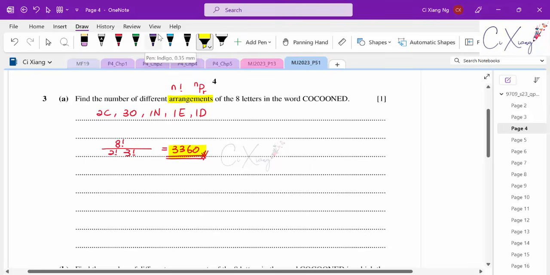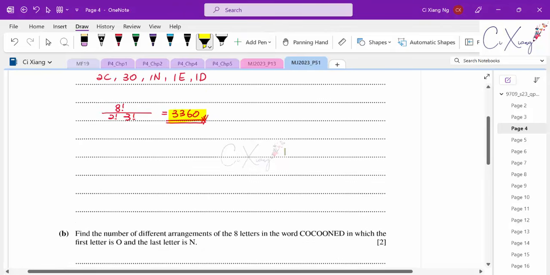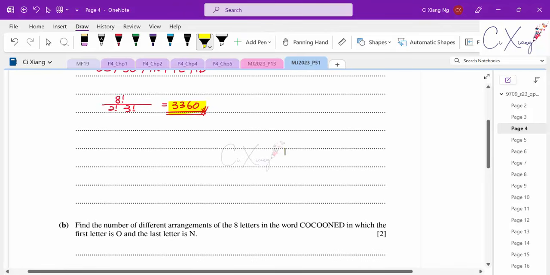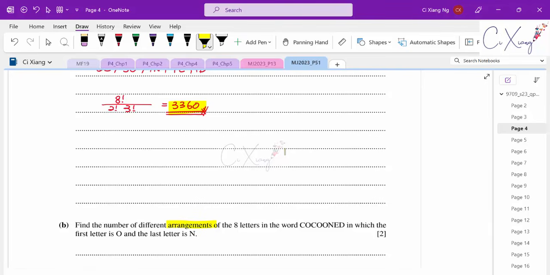Okay, so this is how we get the answer for part 3A. Okay, then we proceed further. Now they want us to find the number of different arrangements again, highlight the word arrangement, of the 8 letters in this word, in which the first letter is O.